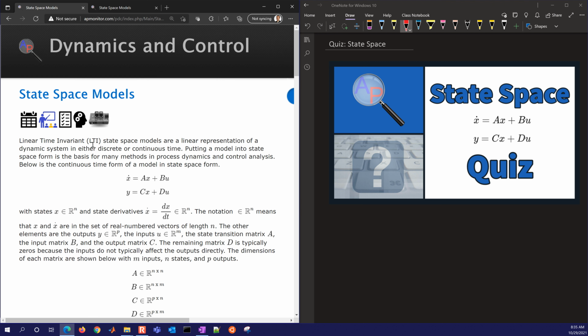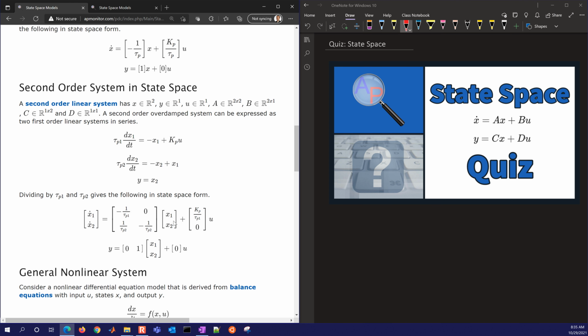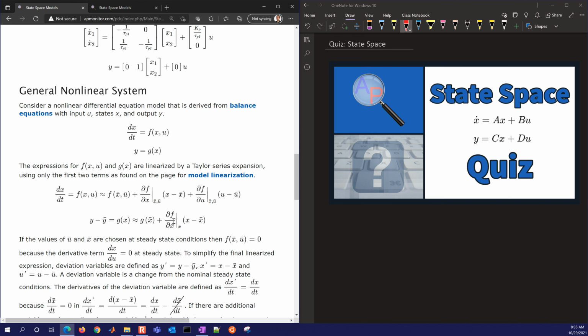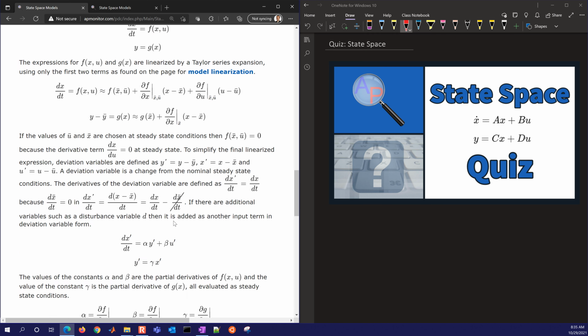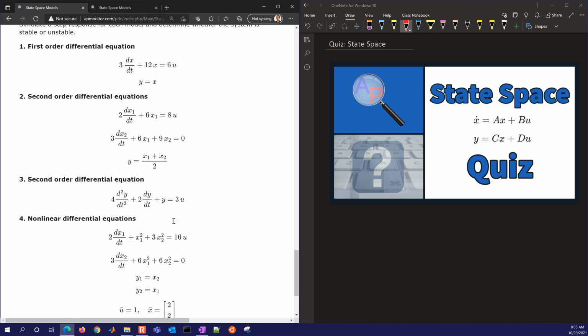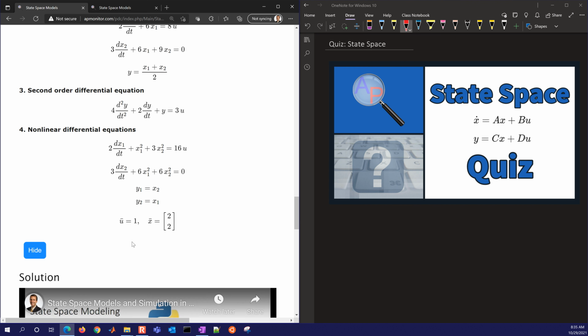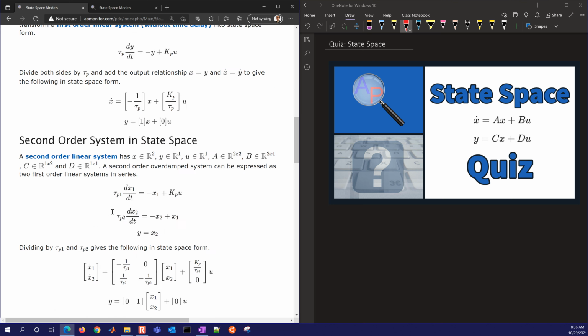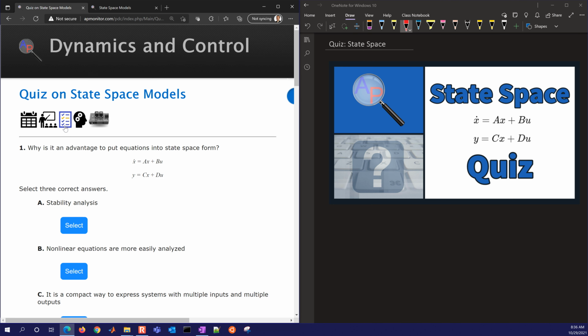This is the background on state space, and it gives a little more information on state space, stability, first order systems in state space, second order systems in state space, and general nonlinear systems and how to convert those back into state space form. There's also an exercise that shows how to set up and simulate some of these, with a solution video there. After you complete that, I recommend that you come here to the quiz that we're going to be covering today.